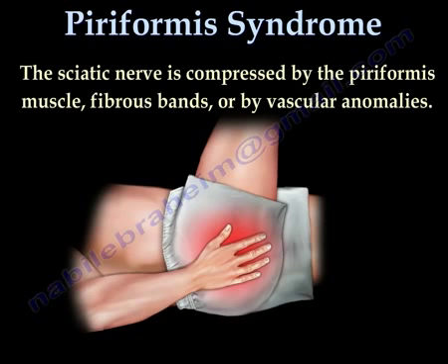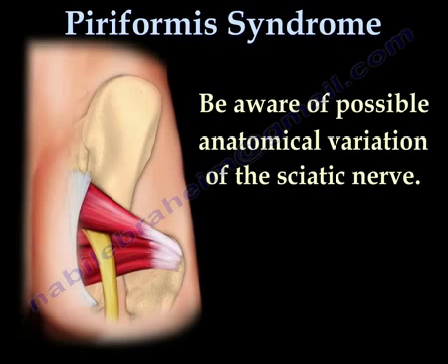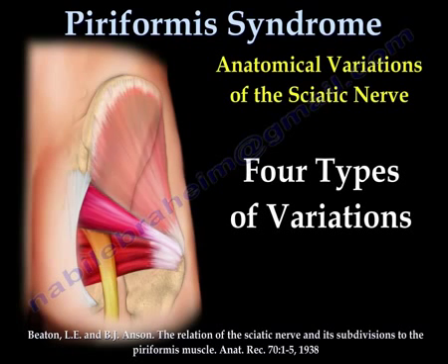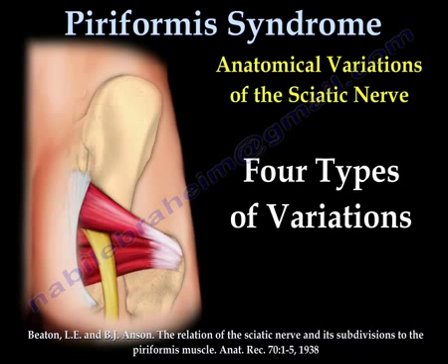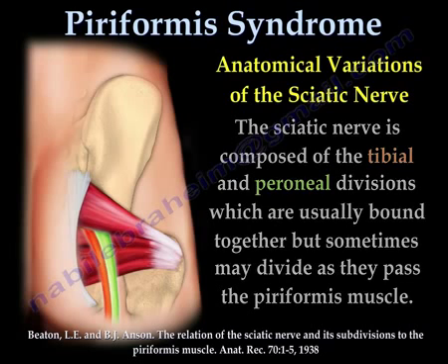The sciatic nerve is usually compressed by the piriformis, by some fibrous bands, or by vascular anomalies. Be aware of the possible anatomical variation of the sciatic nerve in relationship to the piriformis. There are 4 types of anatomical variations of the sciatic nerve. The sciatic nerve has a tibial part and peroneal part. They are usually bound together, but sometimes they divide at the pass through the piriformis muscle or underneath it.